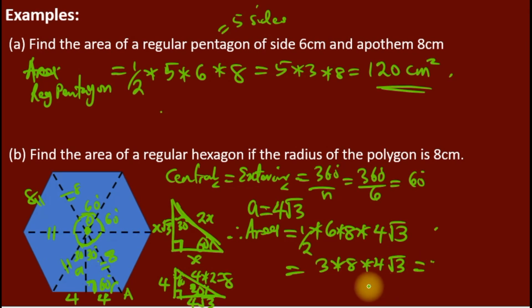We have 3 times 4 is 12. 12 times 8 is 96. So that's the final answer, 96 root 3 cm squared. So the question is tricky. Thank you.